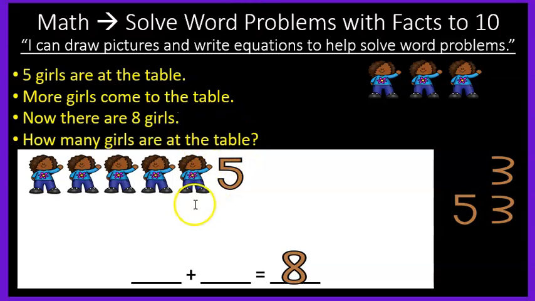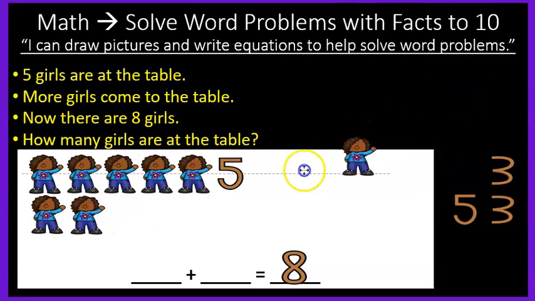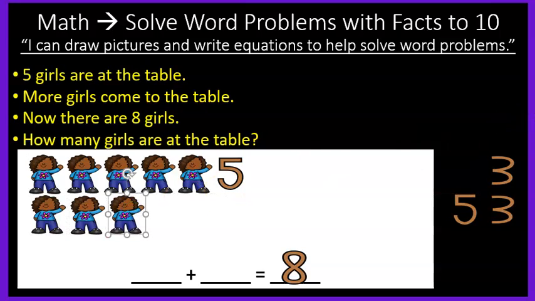Okay? Now, to figure out how many girls come to the table, we're going to start at number 5 and we're going to count until we get to number 8. Okay? Like I said, you're going to start at 5. We stop at 8. The next set of girls come here. Watch me again. Count with me. We're going to stop at 8. 5, 6, 7, 8. Okay, now look, we stopped at 8 because that's the answer here.